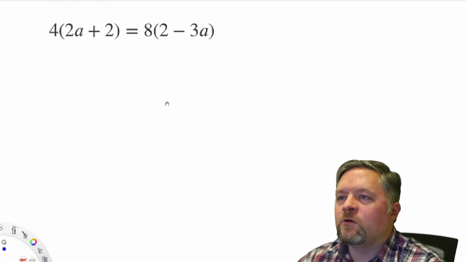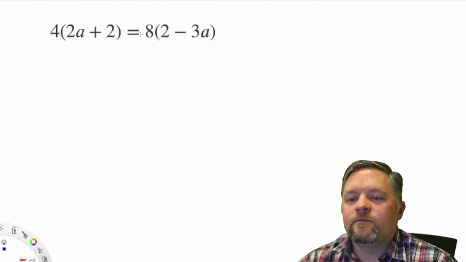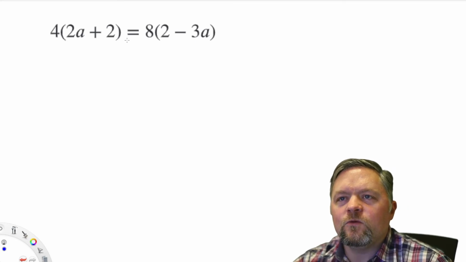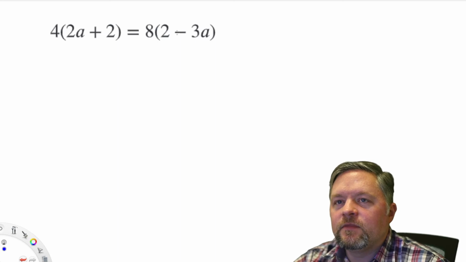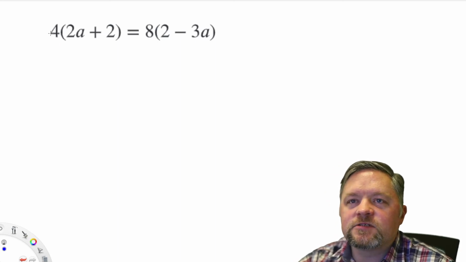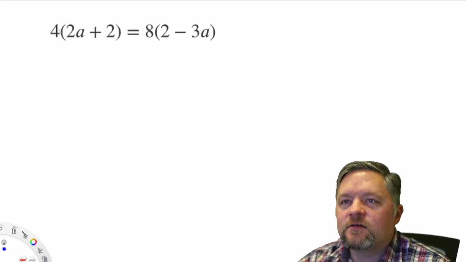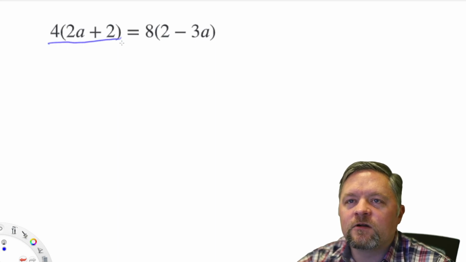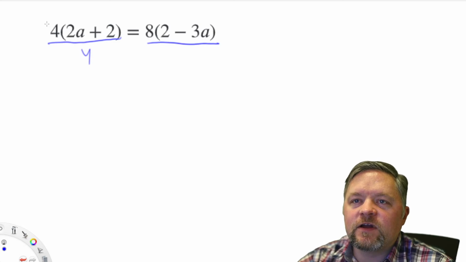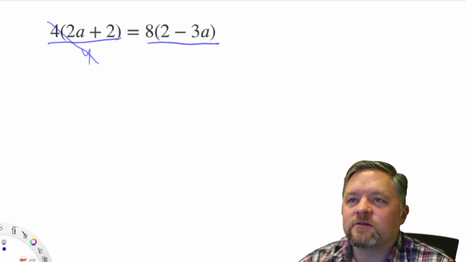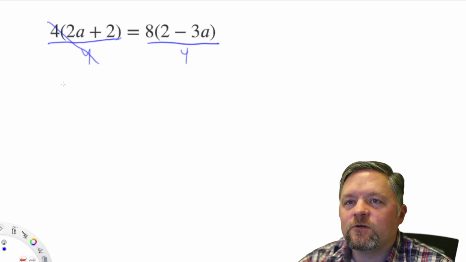One more of these, I believe. Ooh. We could distribute, but that'll give us some big numbers. However, 4 and 8 are both divisible by 4. So I'm going to get rid of those numbers hanging out in front. If I divide that by 4, those cancel. Divide that by 4, and this 8 becomes a 2, because 8 divided by 4 is 2.